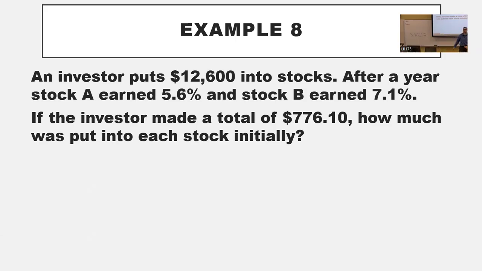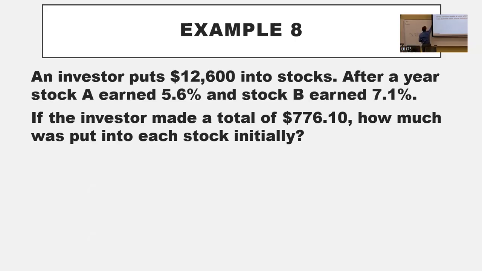All right. So this says an investor puts $12,600 into stocks, doesn't know which stocks are going to bring more money at the end of the year, so he puts it into two stocks. Stock A earns 5.6%, and stock B earns 7.1% during that year. Then it says the investor made a total of $776.10.